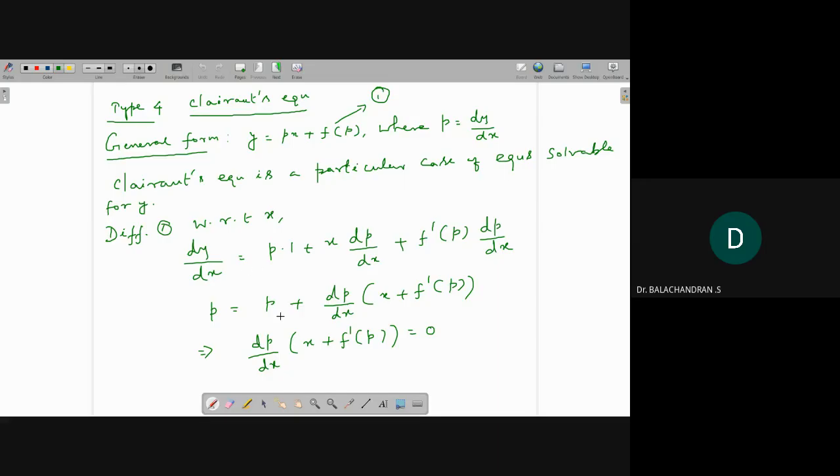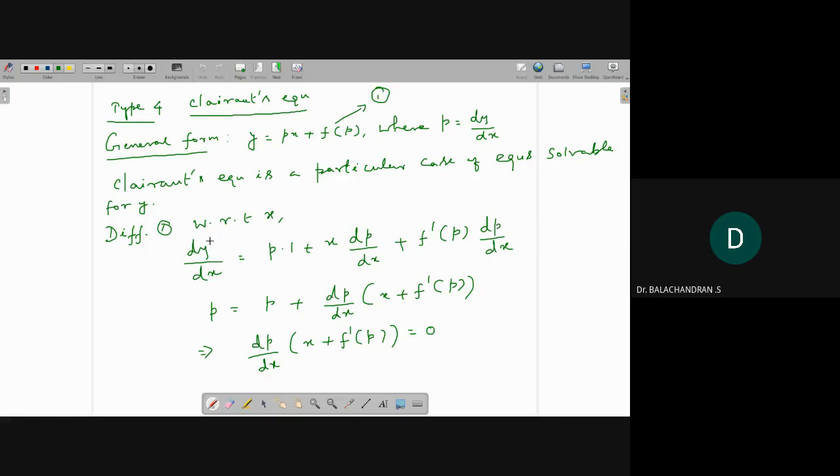Okay, so the general form of Clairaut's equation is y is equal to px plus function of p, where p is equal to dy by dx. I will take this as equation number 1. So Clairaut's equation is a particular case of equation solvable for y. Okay. Now, if you differentiate equation 1 with respect to x, what do we have?